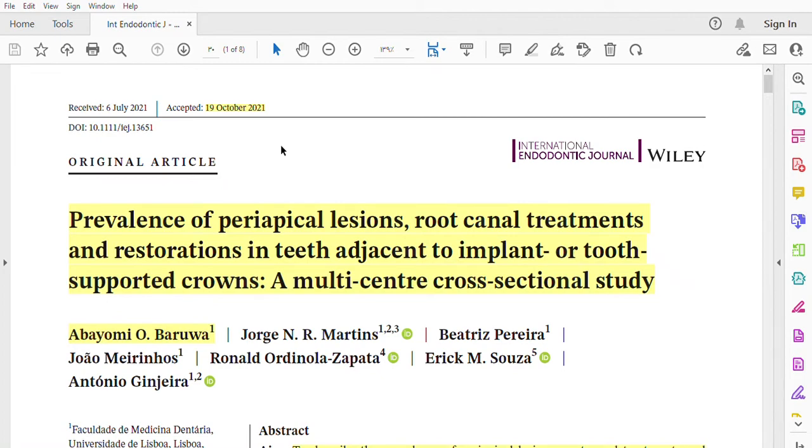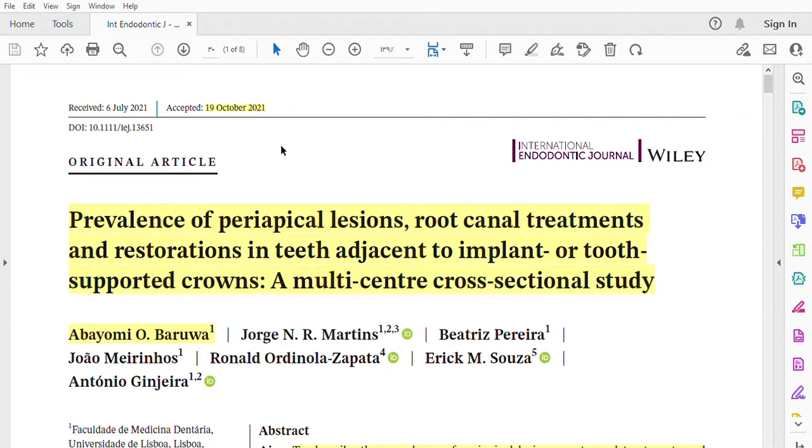Assalamu alaikum wa rahmatullah. My paper today will be about the prevalence of periapical lesions, root canal treatment, and restorations in teeth adjacent to implant or tooth-supported crowns, a multicenter cross-sectional study.